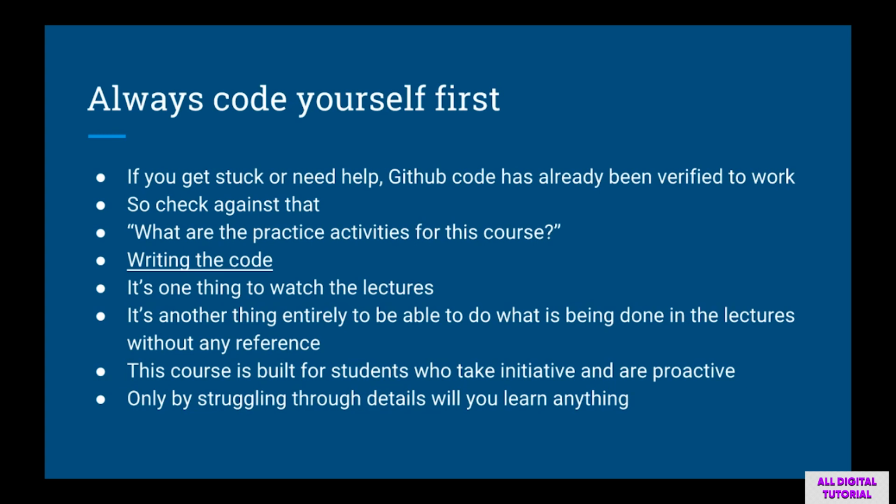I always recommend my students try to code for themselves, but if you get stuck or you need help, then the code in my GitHub repo has already been verified to work, so you can always check your code against that. Occasionally people ask me what the practice activities for this course are. The practice is implementing the algorithms you learn about and testing variations on them. The point of that is because it's one thing to watch the theory lectures and understand the concepts at a high level. It's another thing entirely to understand them so well that you can implement them in code without any reference. This is what computer scientists do, so that's the approach you should take.